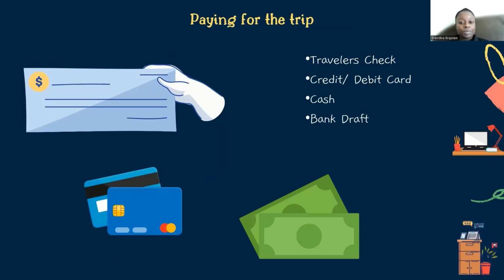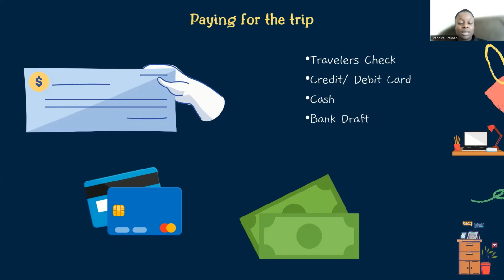When we talk about trips, we're going to go into paying for trips. And so in paying for trips, we have different options that we can use. That can be a traveler's check, which is just a check that is prepared specifically for a traveler. It's signed over to them and you can use it to pay different bills.